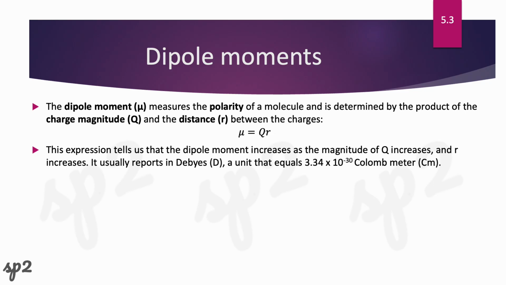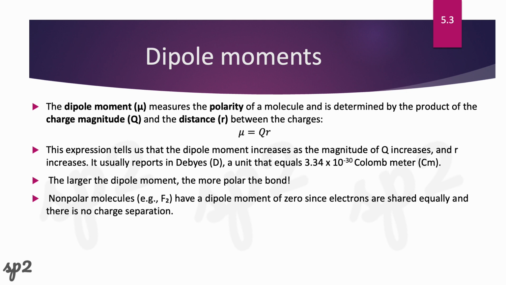In terms of the unit, it goes by debye, and this debye is a unit that equals 3.34 times 10 to negative 30 coulomb meter. Okay, this constant would be given to you for your calculation. Now, generally speaking, the larger the dipole moment, the more polar the bond is.